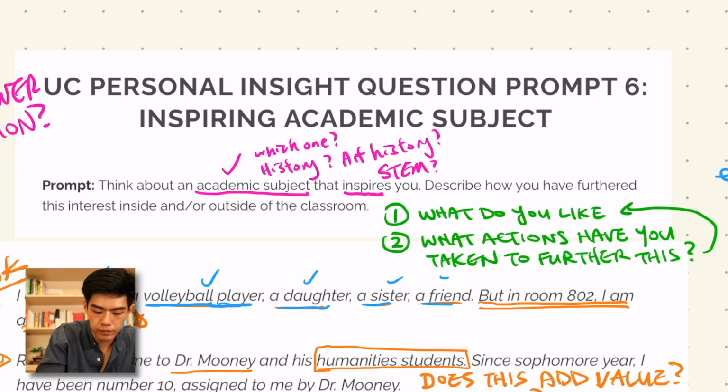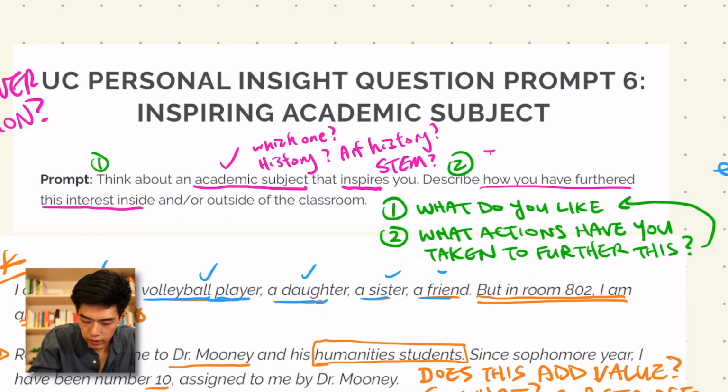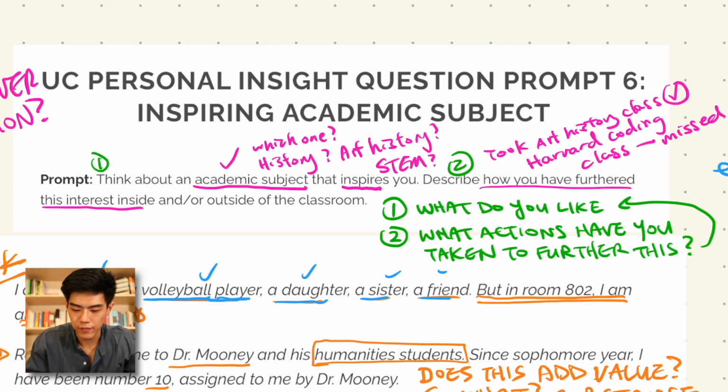Okay, part 2, that's part 1. Part 2, actions, how you have furthered. Is it answered? Well, took art history class, coding class.